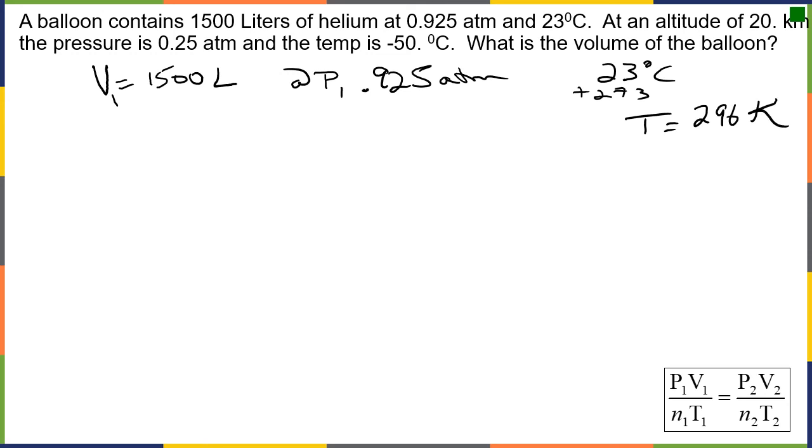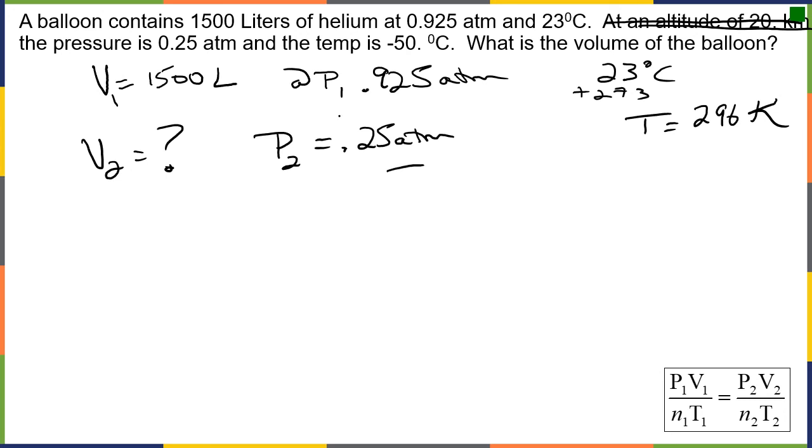Now we're going to allow the balloon to rise into the atmosphere, and we totally don't care about that information. We just need the pressure, temperature, and volume. We want to know what the volume is if the pressure is equal to 0.25 atm, and the temperature is minus 50, and by the way, it is cold up there, degrees Celsius. Well, this temperature is going to work out to 233 Kelvin.